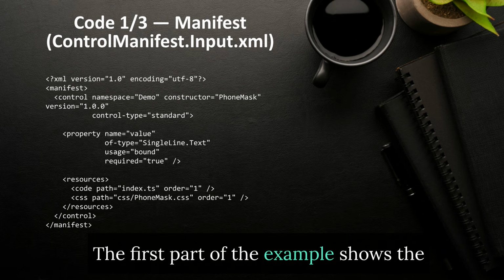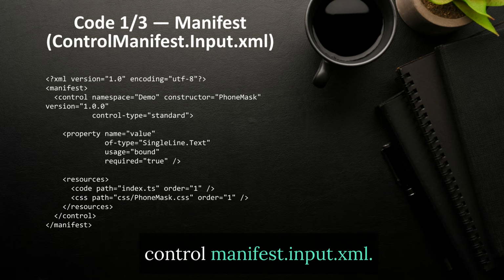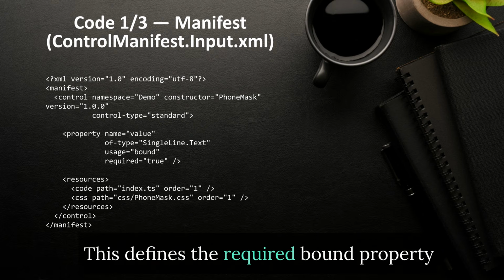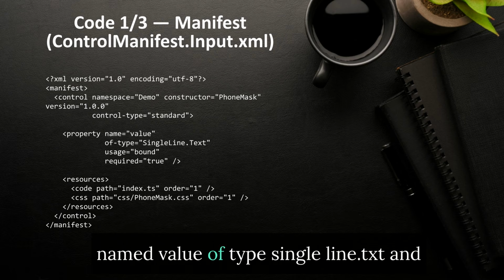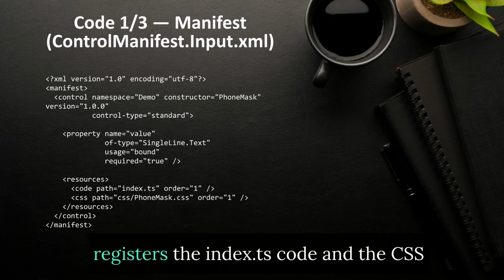The first part of the example shows the control manifest.input.xml. This defines the required bound property named value of type single-line.text and registers the index.ts code and the CSS resource.